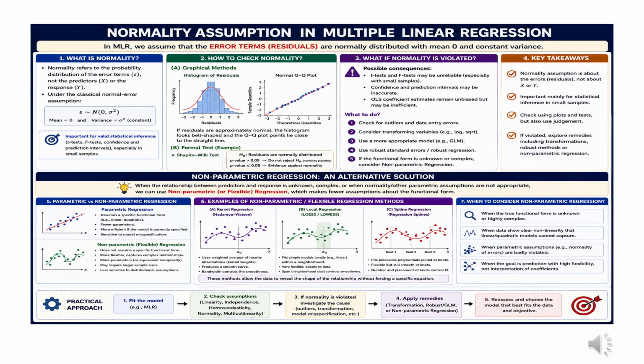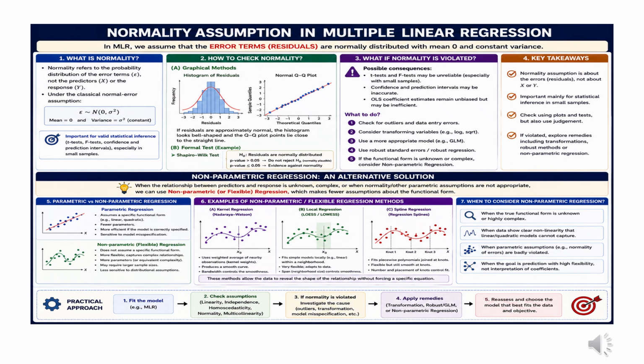Now let us discuss another important assumption of multiple linear regression, the assumption of normality. First, let me clarify one very common misunderstanding. When we talk about normality in regression, we are not saying that our x variables or our y variable must be normally distributed. The normality assumption is about the error terms, or residuals, of the regression model.